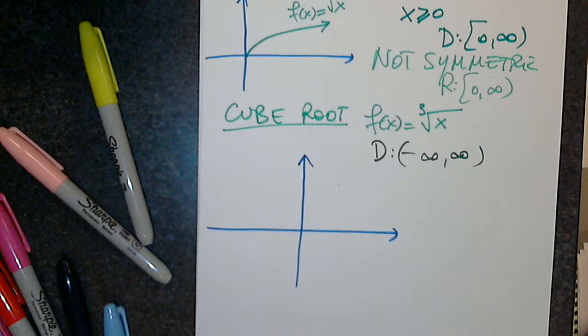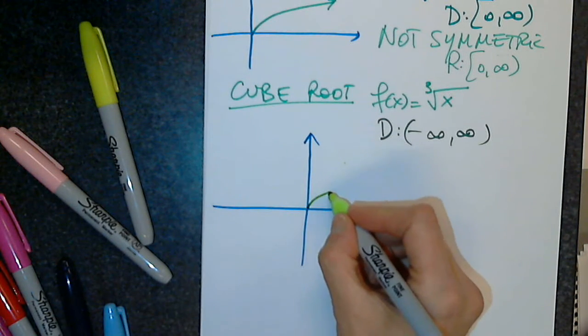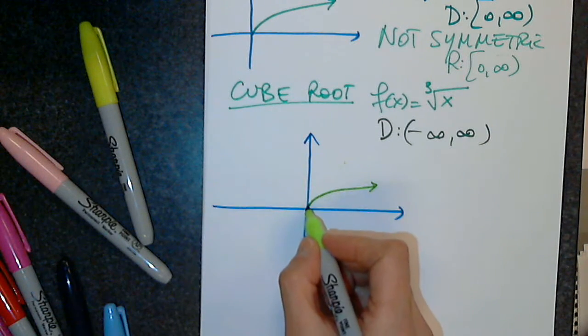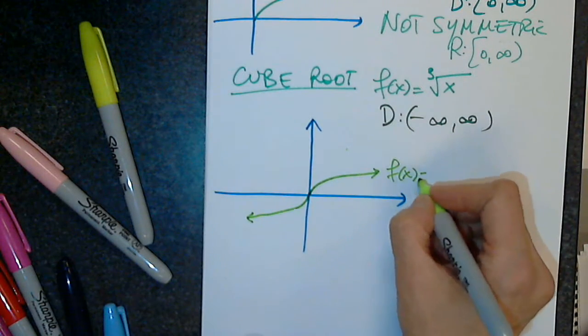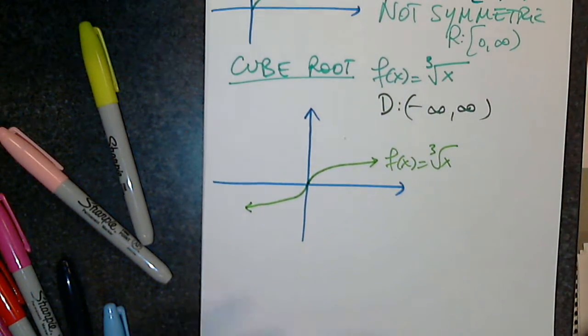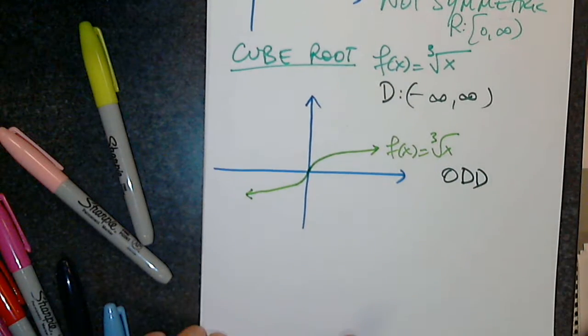Here's the graph. We have to remember this graph. It's similar to the square root, but not really. So this is the graph of the cube root of x. One more function, but before that, odd, even, or none of the above? Of course. Symmetric with respect to the origin.